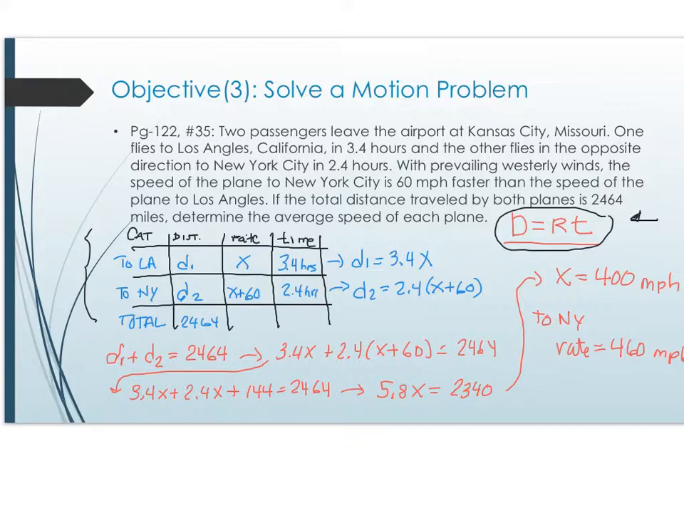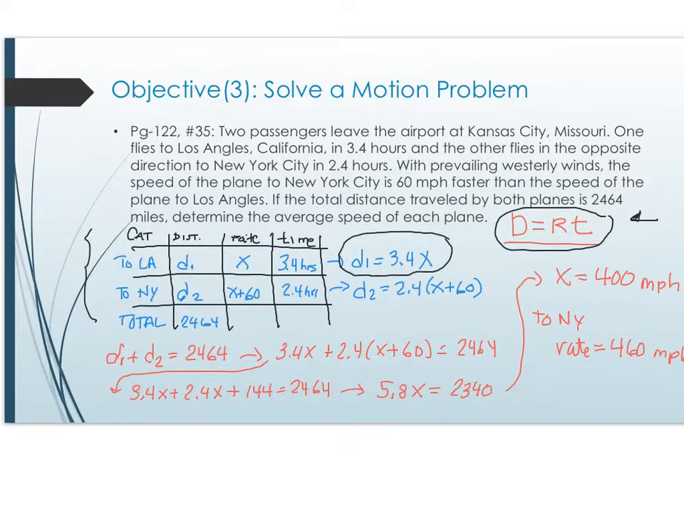So the categories are to LA, to New York, and in total. We have the distance. I have D1 is the distance to LA, D2 the distance to New York. The rate for going to LA is x, and for New York it's x plus 60 because that's what it said in the problem. The time to LA was 3.4 hours, and the time to New York was 2.4 hours.